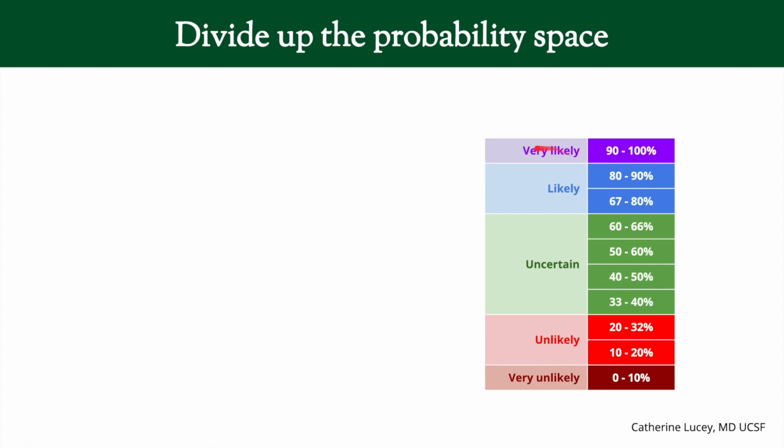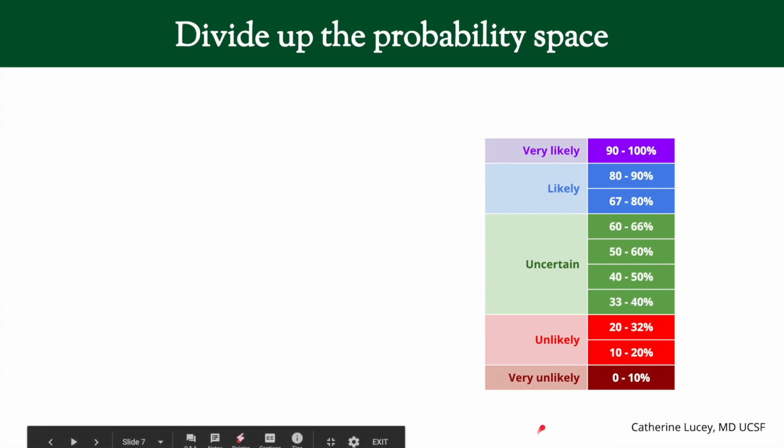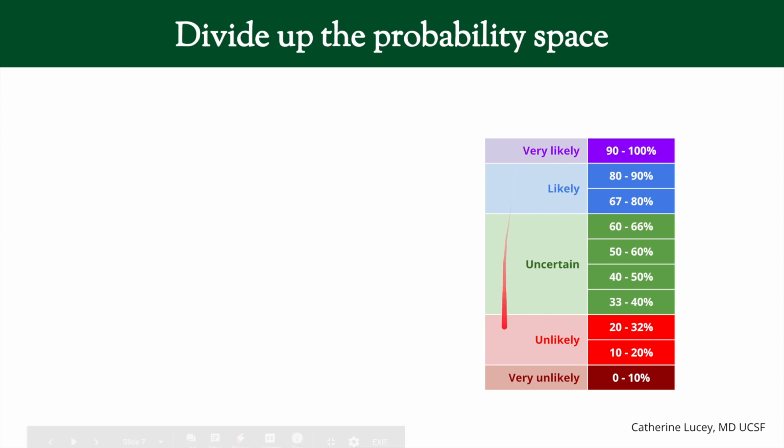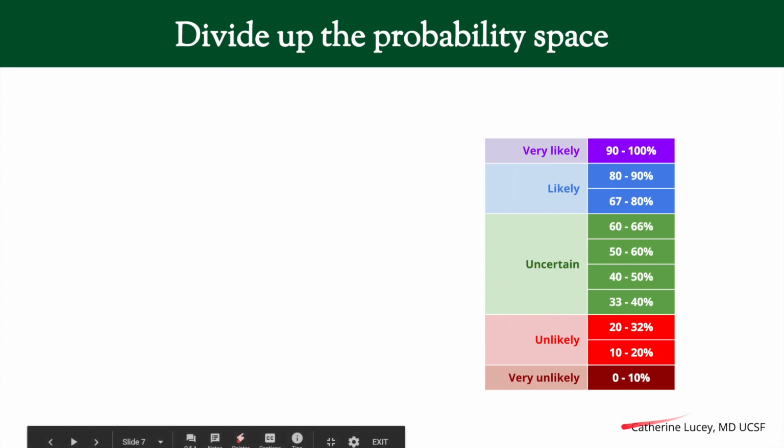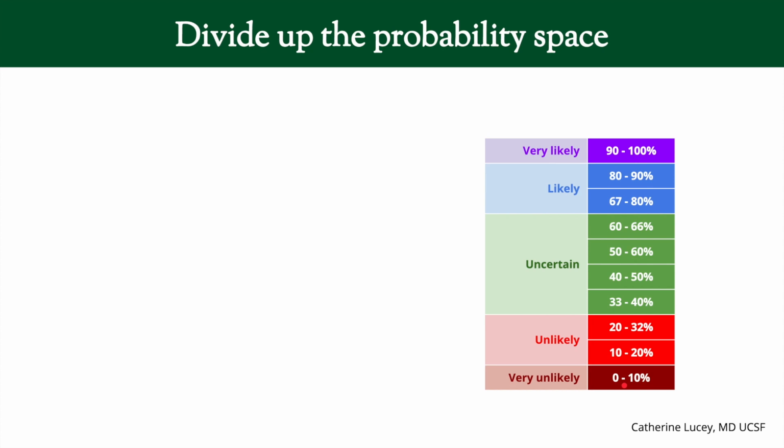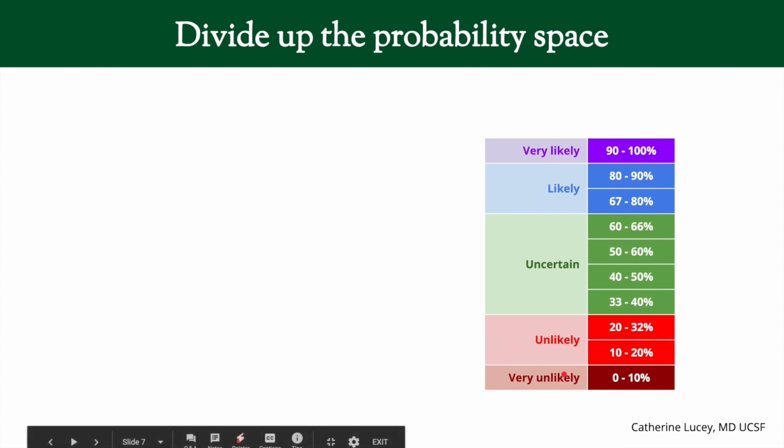Okay, and so we previously talked about dividing up the probability space into different zones here, and I took these zones from Catherine Lucy. She has some videos on YouTube that I stole this from. Those are great videos. I think you should watch them if you get the chance. And the reason is because it is not that mathematically precise to say someone has like a 7% chance. We don't have enough information to make that precise an estimate. So we're going to put them in these zones, like very unlikely, unlikely, uncertain, likely, and very likely.